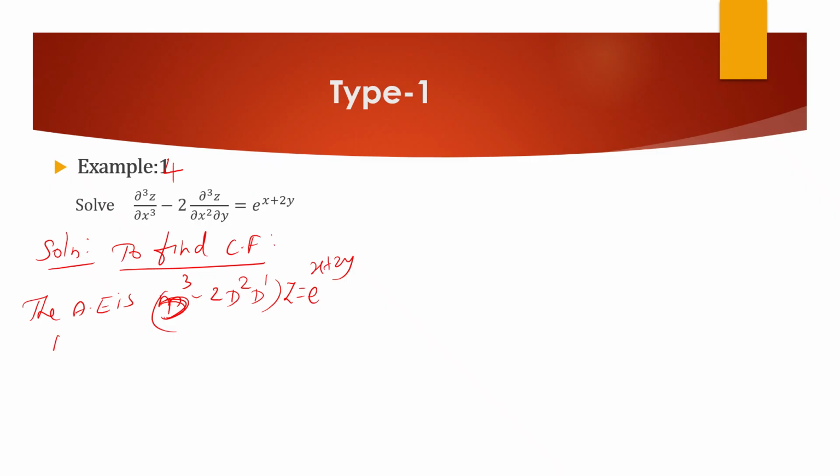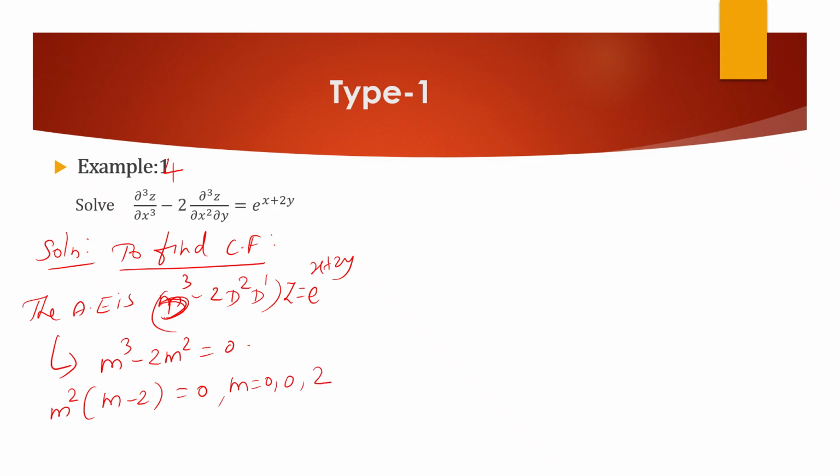Now the auxiliary equation can be written as m cube minus 2m square is equal to 0. We can take m square outside from this, so it is m square into m minus 2 is equal to 0. So the roots are m is equal to 0, 0 and 2.